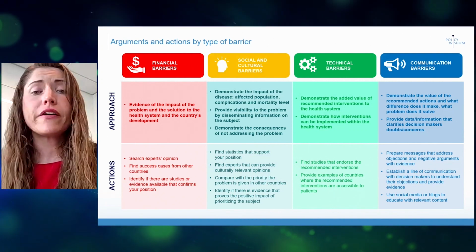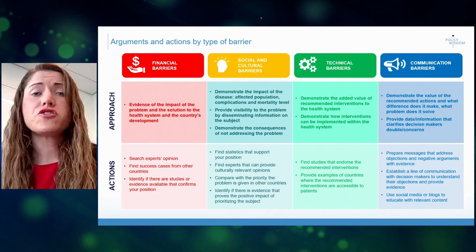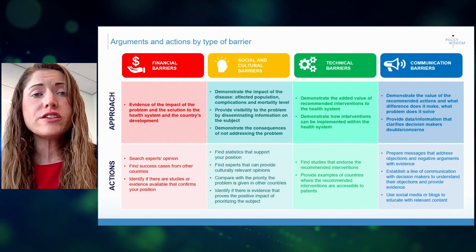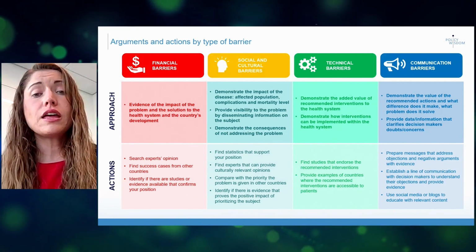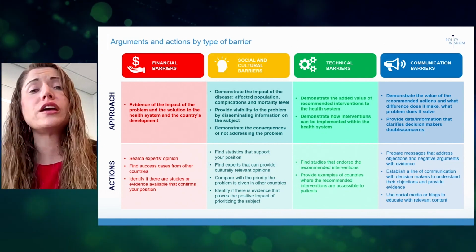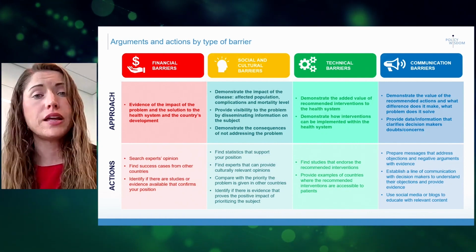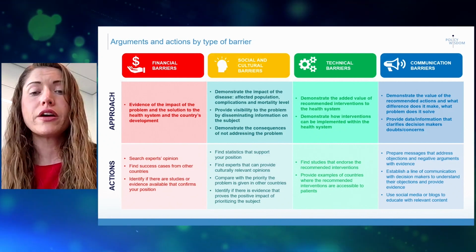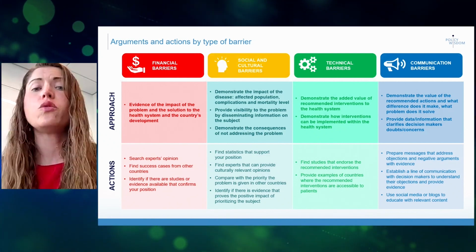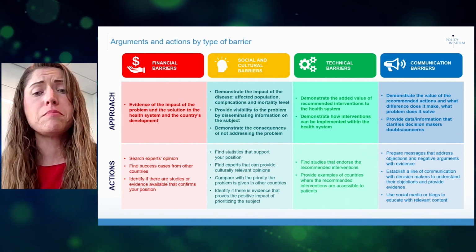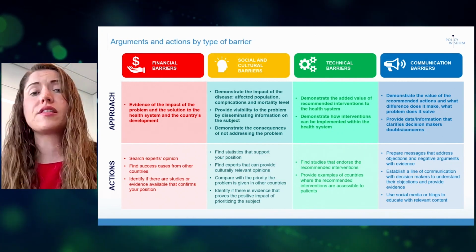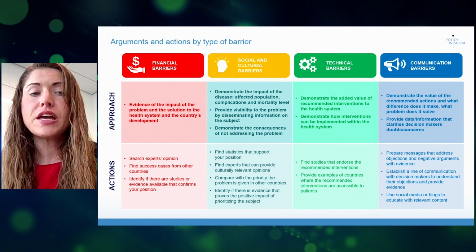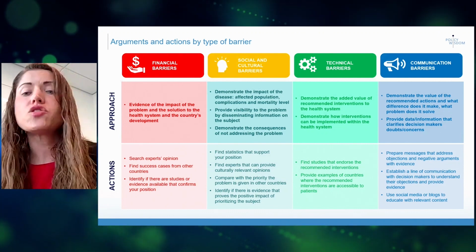And an approach to technical barriers, especially if there's a lack of infrastructure within the health system to accommodate the treatment: demonstrate the added value of recommended interventions to the health system and how the interventions can be implemented within that health system, how you can improve the infrastructure to accommodate more patients, to accommodate this type of treatment option. And again, as I alluded to with the other two barriers, it's important to find those studies to reinforce and validate the importance of these recommended interventions, and also to provide examples and success stories from other states or other countries.